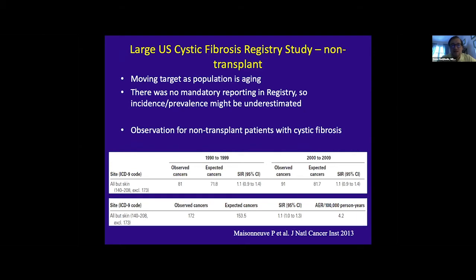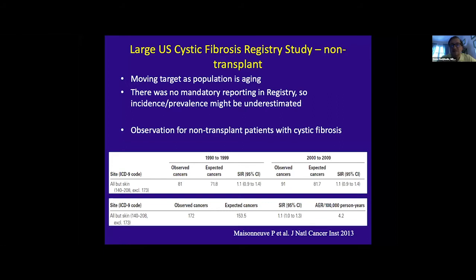Over time, as the registry collected more information or had more adult patients, there were some registry studies that were led, and they happened a couple of times, from Patrick Maisonneuve. The last one is in 2013, and he tried to find out what the cancer prevalence is in patients with CF using the US Cystic Fibrosis Registry. There are some issues with this because it's a moving target because the population is aging, and there's no mandatory reporting in the registry. So the incidence and prevalence might be underestimated.